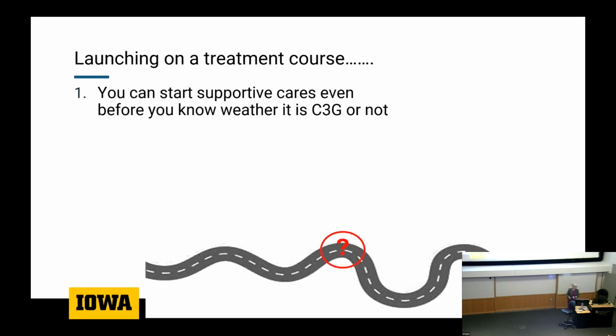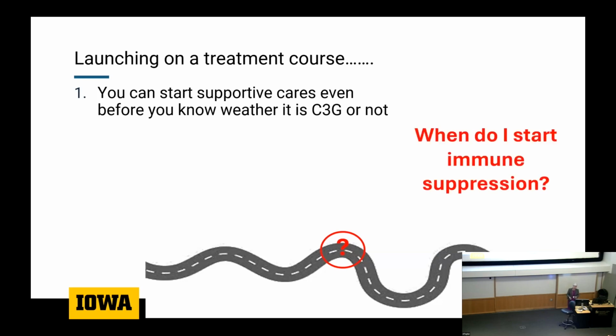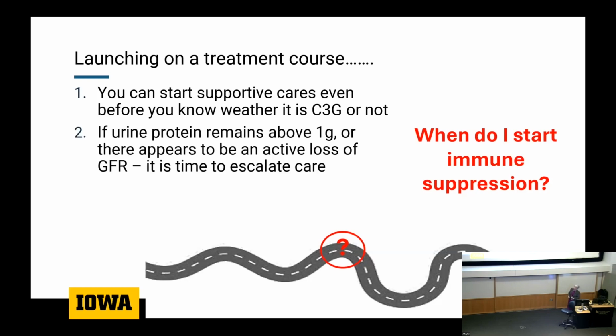But here's your bump in the road, though. When do you start immune suppression? So they have to now figure out when to start immune suppression. And there are expert guidelines for that. So I'll share with you what the expert guidelines are, but I will remind you that there also can be some local policy differences in when to start immune suppression. But the expert guidance is that if your patient continues to have greater than a gram of urine protein, so again, 200 milligrams is normal, if they have greater than a gram of urine protein, you're technically supposed to start immune suppression.